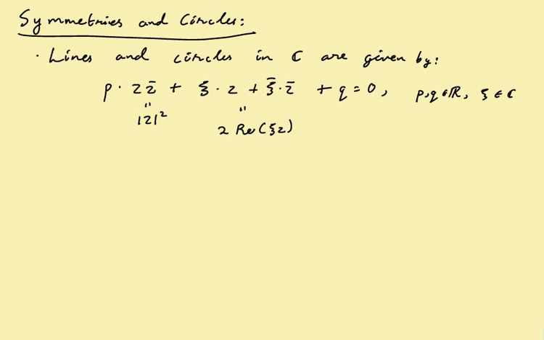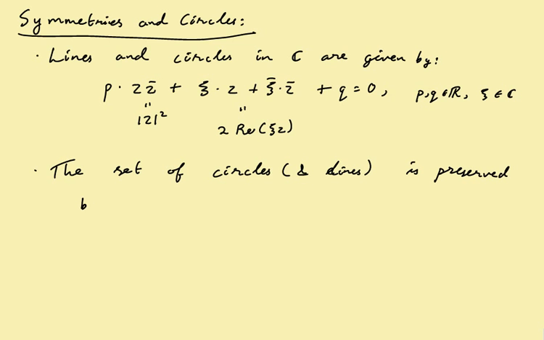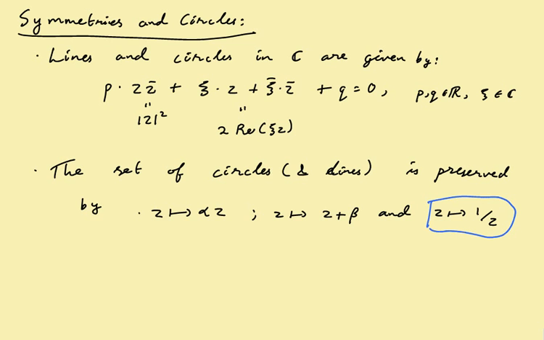This will be convenient to us, because from this it follows that the set of lines and circles, and lines, now onwards I'll just call lines circles usually, is preserved by Z goes to alpha Z. If you plug it in here, you'll see what happens to the terms. They all give you terms of the other form. Using the lower representation, this is easier. Also, Z goes to Z plus beta, and most interestingly, Z goes to 1 over Z. Even this preserves it, because you see these two terms get flipped in that case.